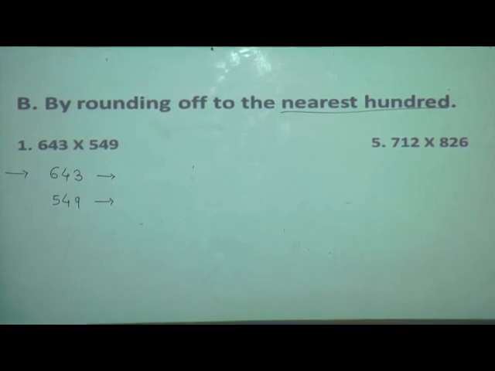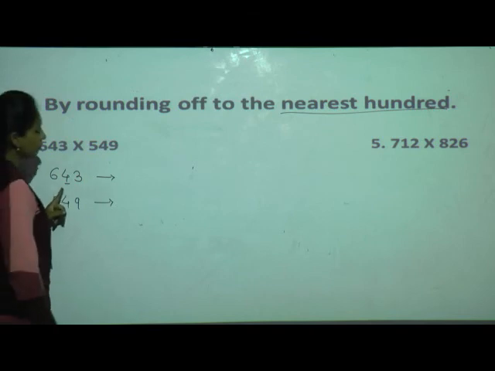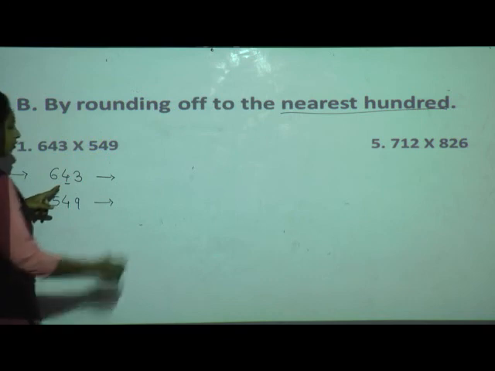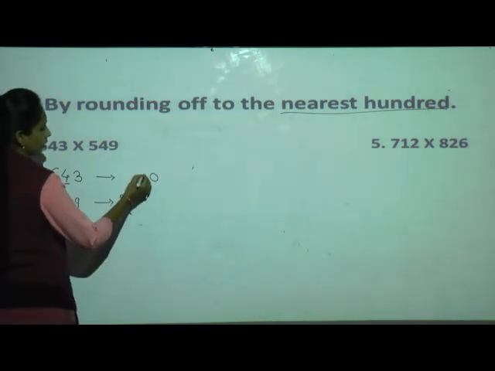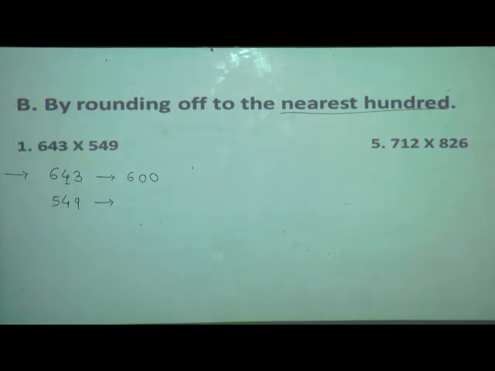Now see here in this question. Now what we have to do? Nearest 100. So what is the rule for the nearest 100? See the tens place. Whenever we are doing nearest 100, we will see the tens place. What is there at tens place? 4 is there at tens place, isn't it? So now see, if it is 4 or less than 4, what we will do? We will place the 0 at ones and tens without changing the hundreds place, isn't it?